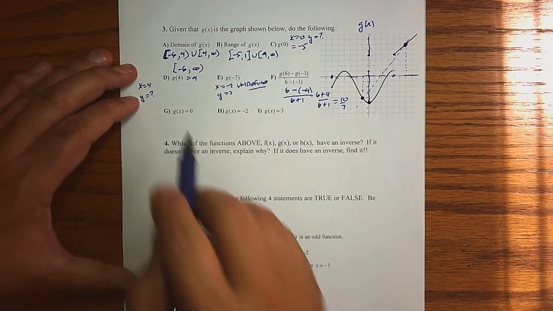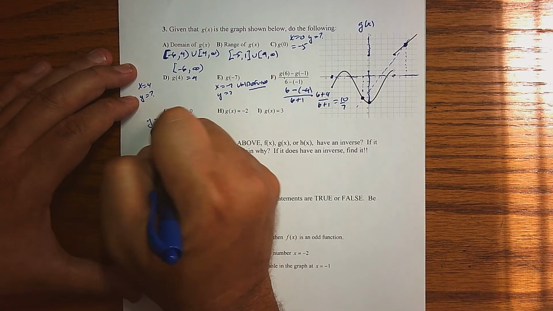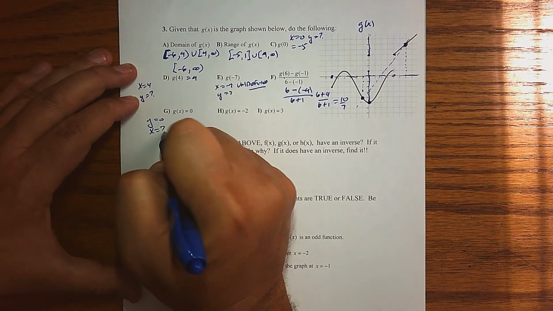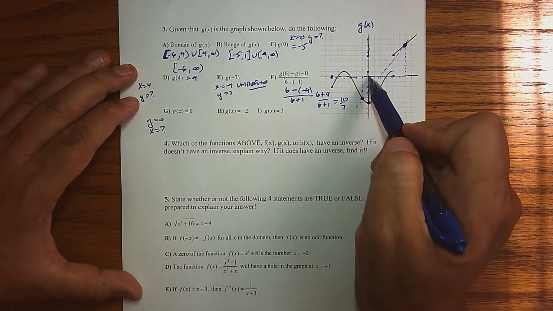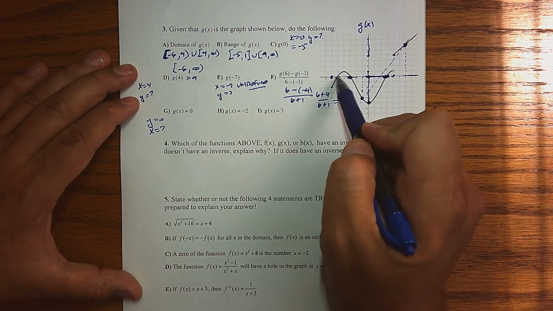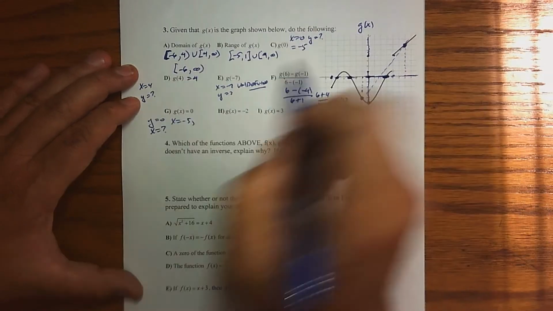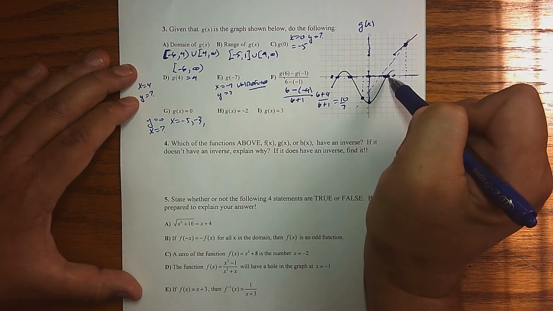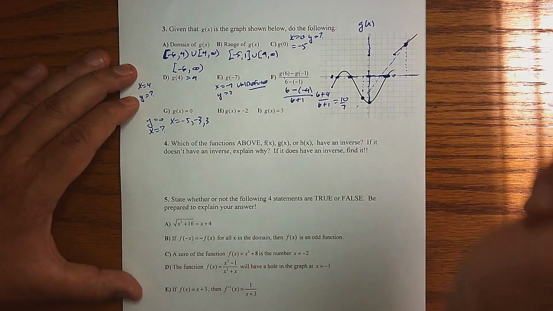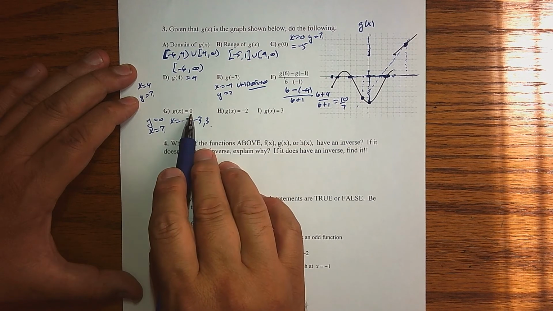Moving forward, g of x equals 0. Things are a little different now because I'm giving you a y value. y is 0, we've got to find the x. So when y is equal to 0, it looks like we have an x value here, an x value there, and an x value there. So it looks like -5, -3, and +3 are our answers for those inputs. So there are the inputs that create an output of 0.